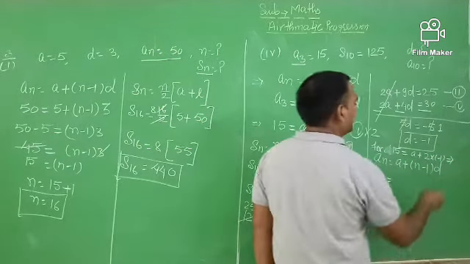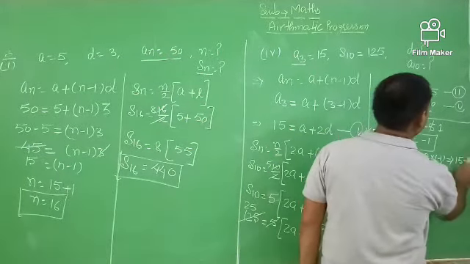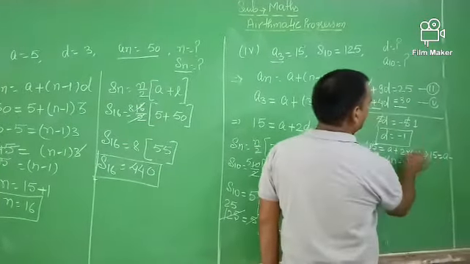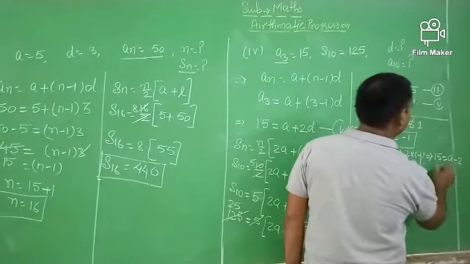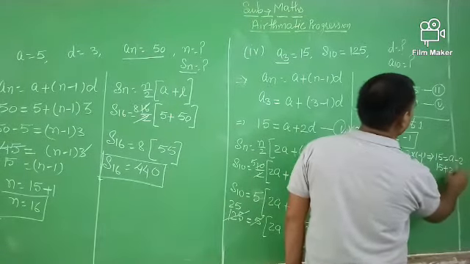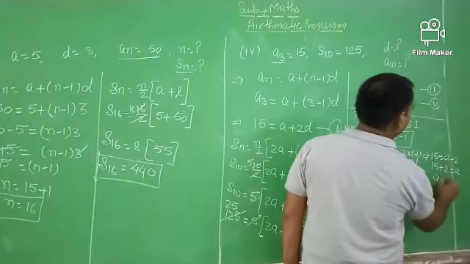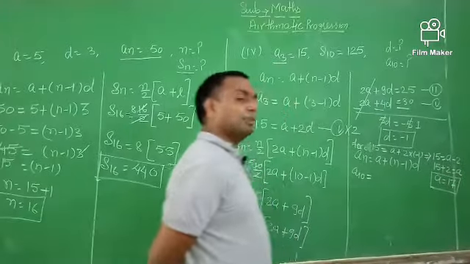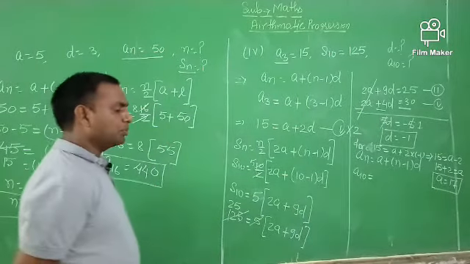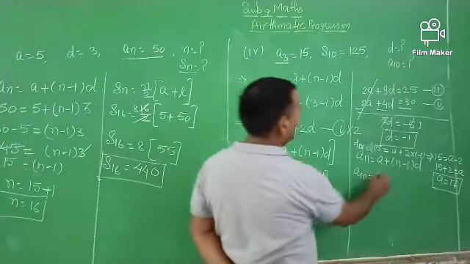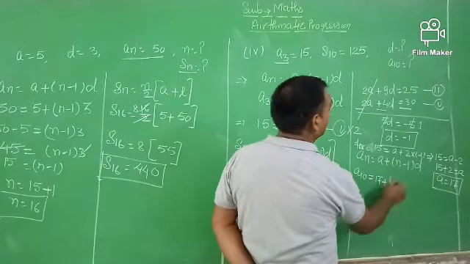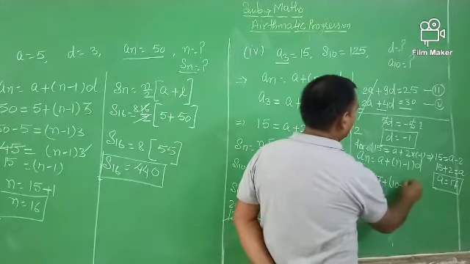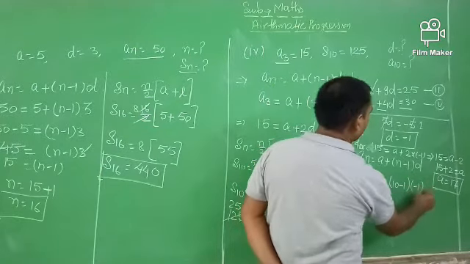This implies 15 is equal to A and 2 ones are 2, so this is A minus 2. Therefore 15 plus 2 is equal to A. So A is equal to 17. So you find the value of A, this is equal to 17. After that you put the values. Here A is equal to 17 plus n minus 1, the n is equal to 10 minus 1, and D is equal to minus 1.